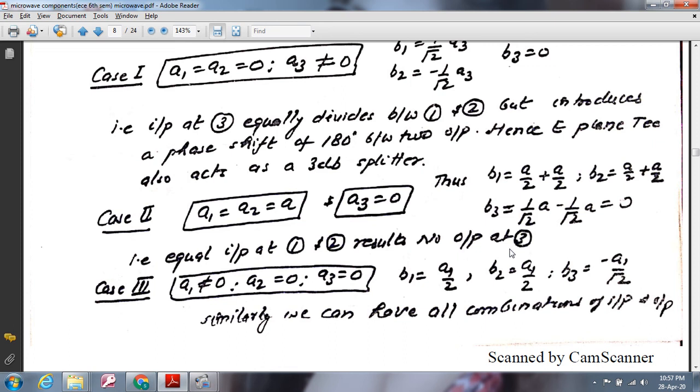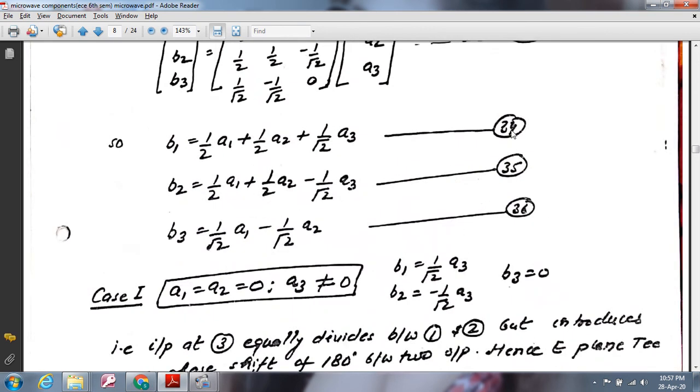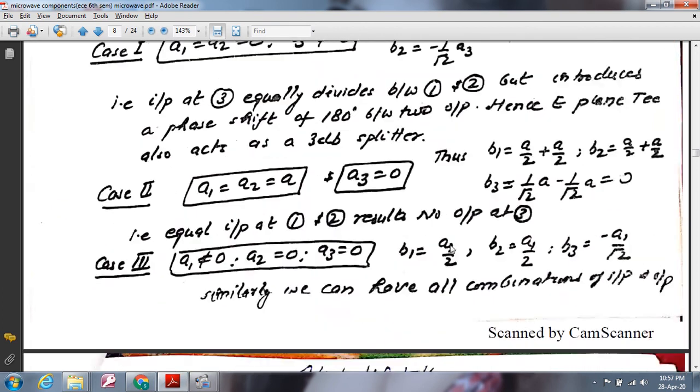If we have equal input but in phase opposition, then we will get the sum of the two inputs at port number 3. Now consider case number 3. Here we assume a1 has some input, port number 1 has some input, but there is no input at port number 2 and also no input at port number 3. If we put these conditions in our output equations 34, 35 and 36, we see b1 will equal a1 by 2, b2 will equal a1 by 2, and b3 will equal a1 by root 2.